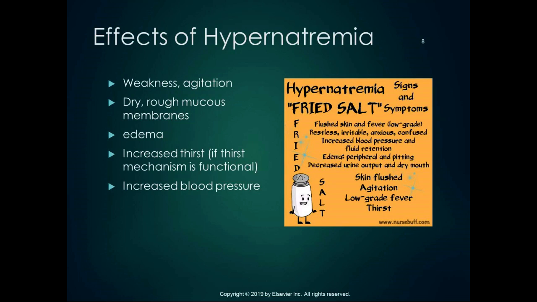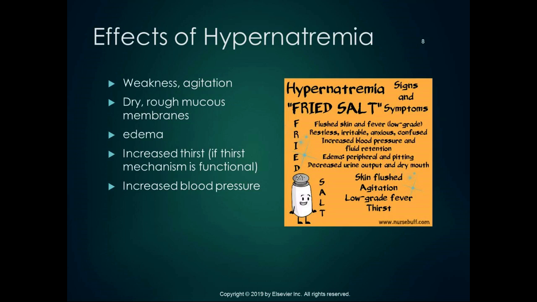The effects of it, this one I thought was funny. Fried salt are the effects of hypernatremia. Flushed skin, well, you can read. I'm not going to read all those, but I just thought they were cute. You don't have to memorize them. Hypernatremia can cause weakness and agitation, dry, rough mucous membranes, edema, because there's more fluid in the extracellular space, increased thirst if the thirst mechanism is functional, and increased blood pressure.